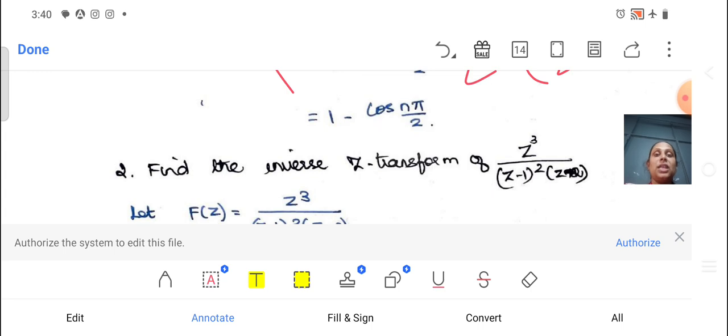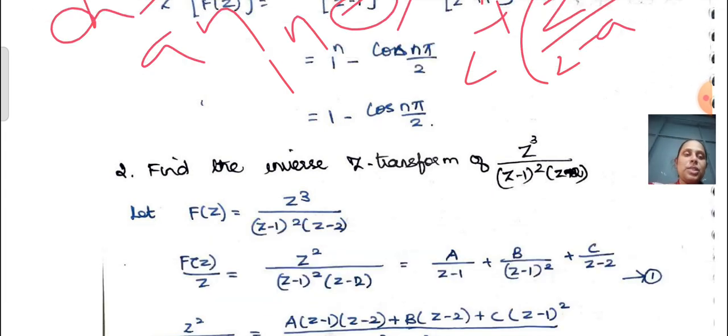Similarly, let us see another problem. Find the inverse Z transform of z³ divided by (z − 1)² into (z − 2). Here also we take F(z). In the numerator only the z² term is needed, so z³ is split into z² into z. Taking this z to the left hand side, F(z) divided by z equals z² divided by (z − 1)²(z − 2). Next, we write A divided by (z − 1) plus B divided by (z − 1)² plus C divided by (z − 2).